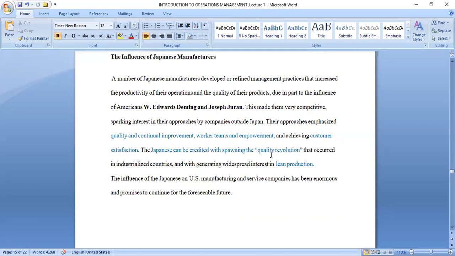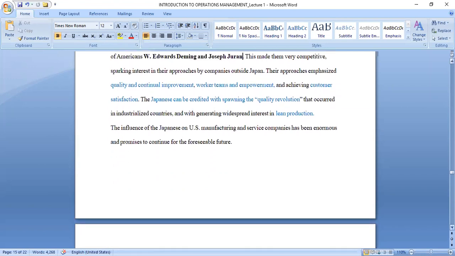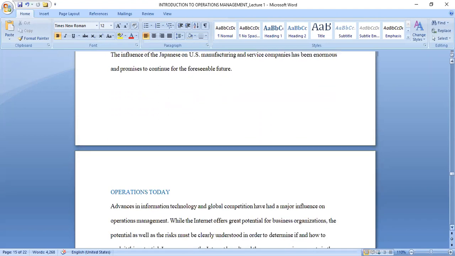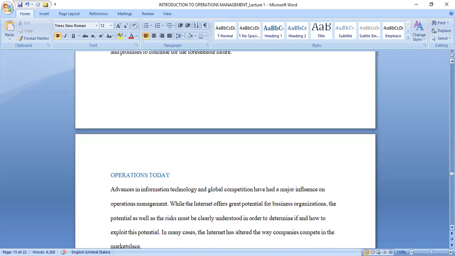All these are involved in what? In total quality management. When we talk about quality, continual improvement, worker teams and empowerment, customer satisfaction, all these are quality management, which was basically called the Japanese quality revolution. The Japanese quality revolution. And this gave rise to interest in lean production. We shall look at what lean production means.